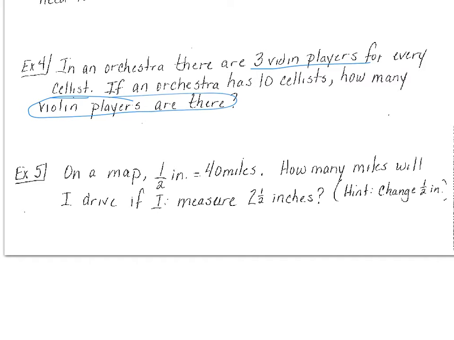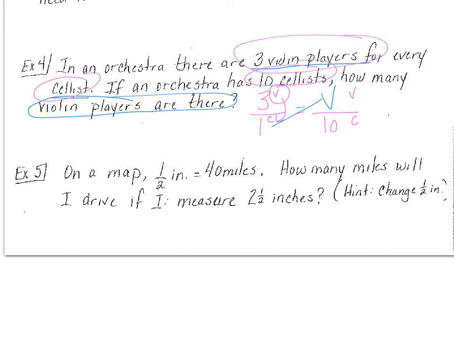So we're going to set this up: 3 violinists for every cellist. Put 3, and I know that's violin, over 1, that's 1 cellist. It has to equal violin over cellist. They tell me there are 10 cellists, so I'm going to put that down in the denominator. We want to know how many violin players there are, so I'm going to put a V for violin players.